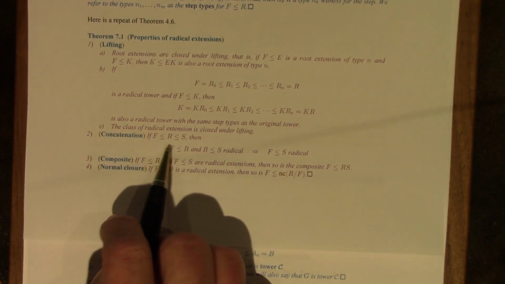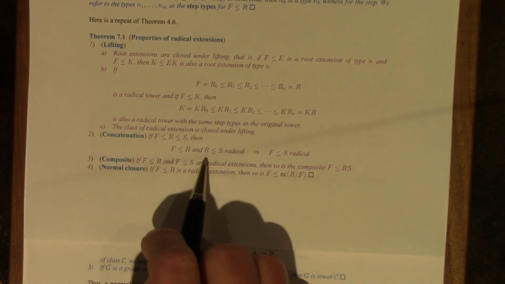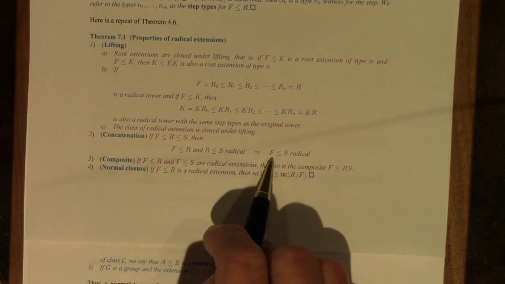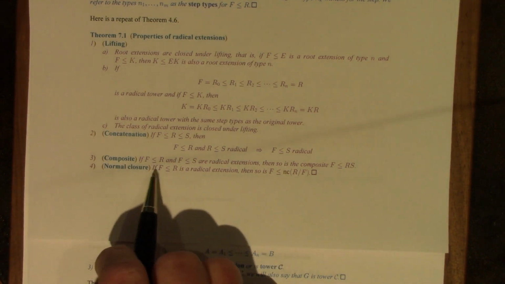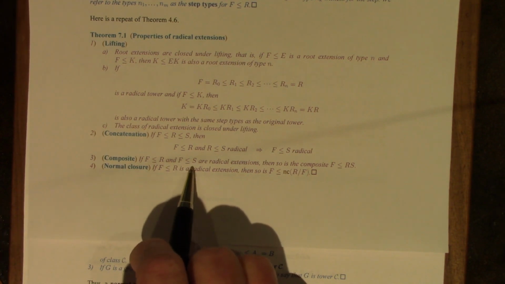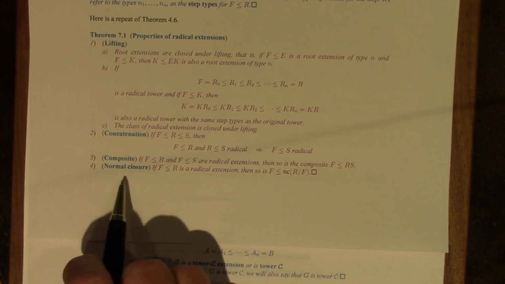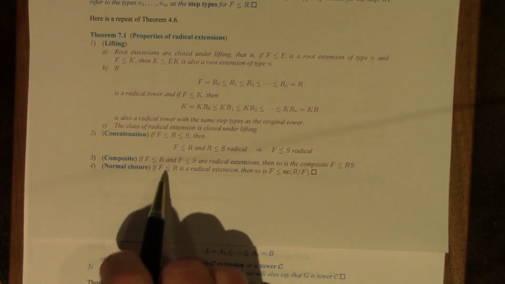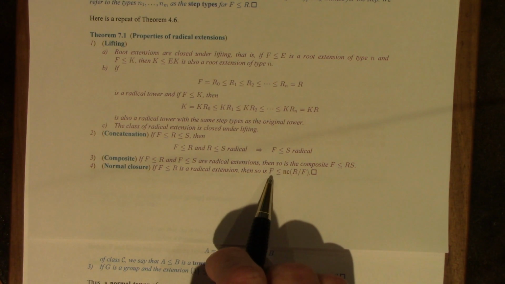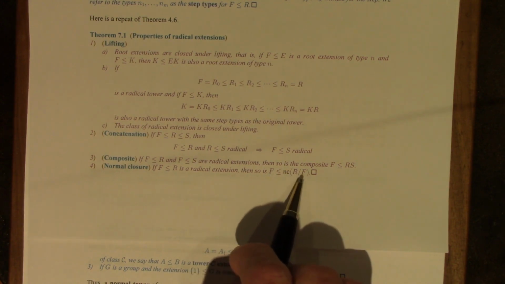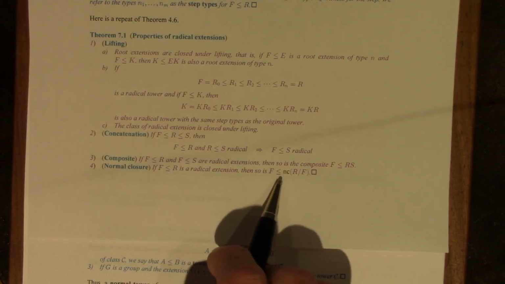We have concatenation. If FR and RS are radical, then so is the full extension FS. Composite. If FR and FS are radical extensions, so is FRS. Normal closure. If FR is a radical extension, so is F normal closure of R over F. This is going to turn out to be critically important when we get to the main result.